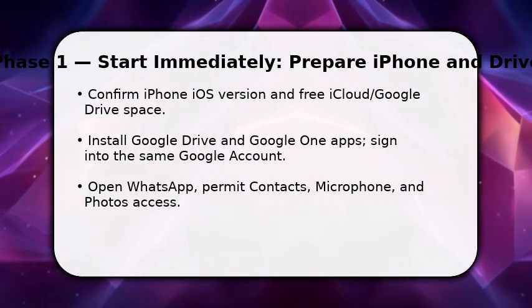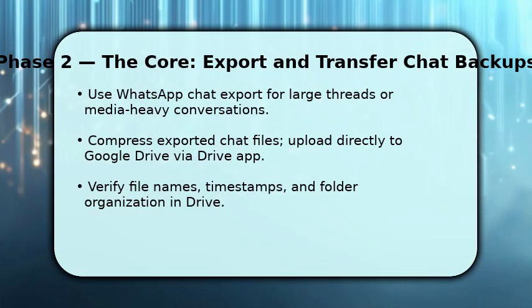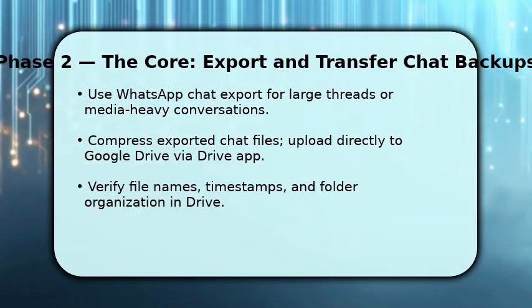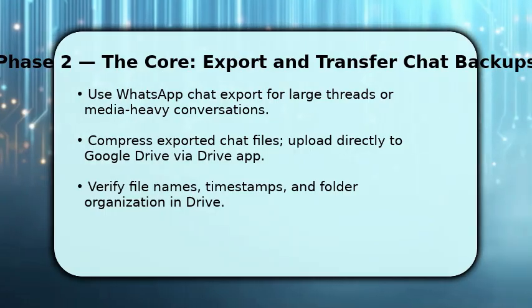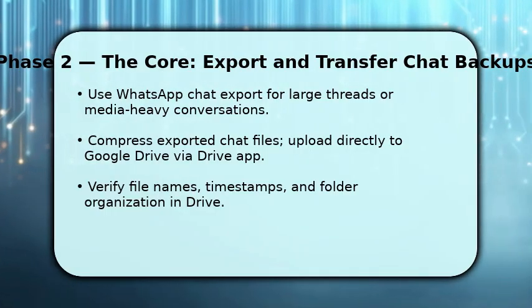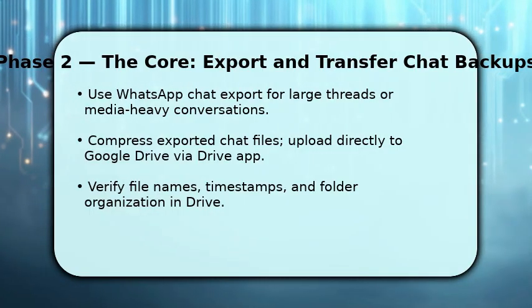You'll now perform the main transfer. Open a chat, tap the contact name, choose Export Chat, and decide with or without media. Media increases size quickly. Once exported, save the resulting zip or txt to Files, then open Google Drive and upload the file into a dedicated folder.